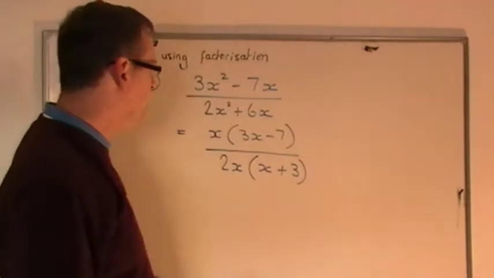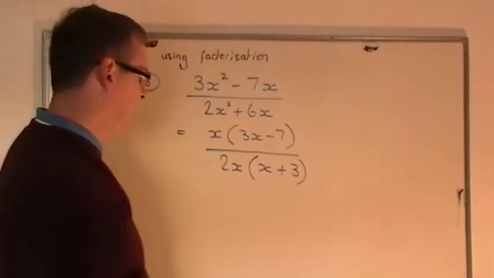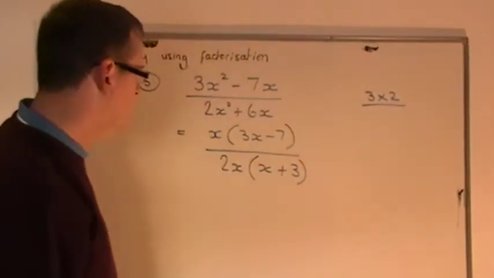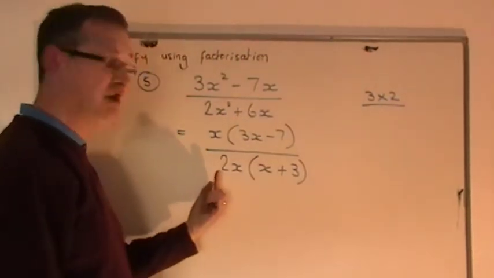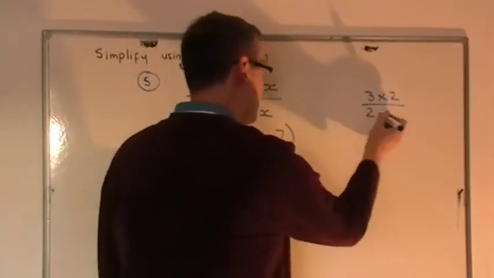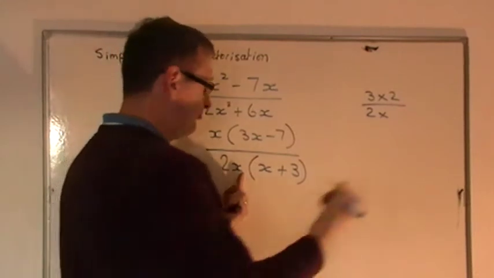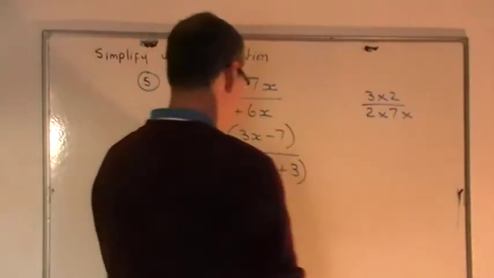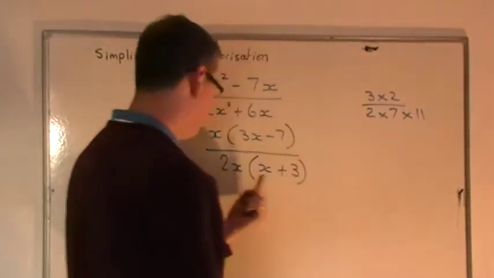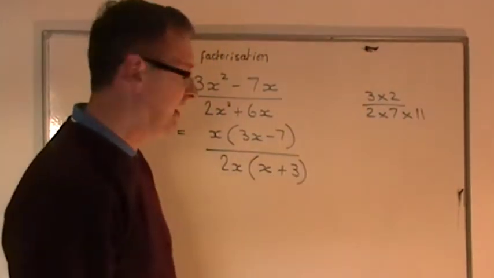Now the top line, you can see we've got two things multiplied together. So it's like having 3 times 2 on the top. The bottom line, you've actually potentially got three things multiplied together. You've got the 2 multiplied by something else. Okay, you might have a 7, say, multiplied by something else. That might be, say, 11. So it's actually 1, 2, 3 things multiplied together.